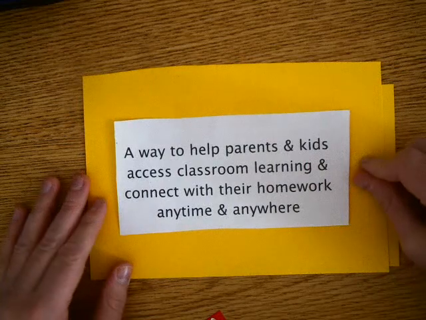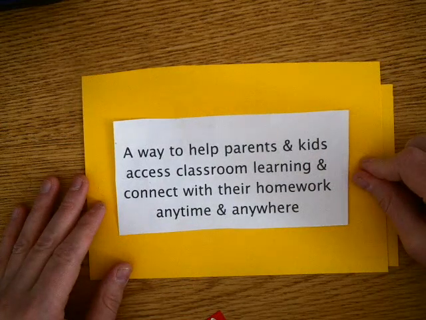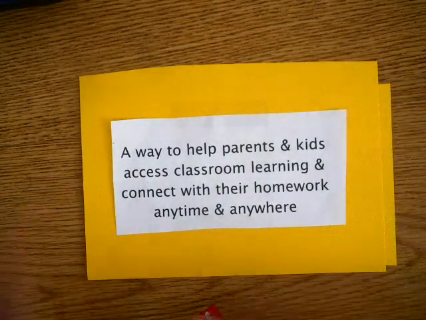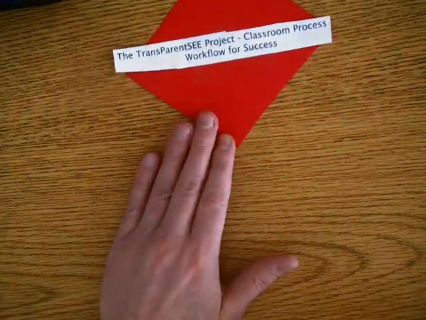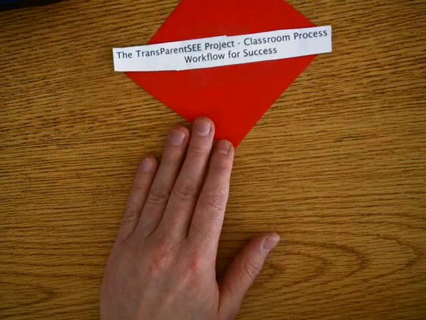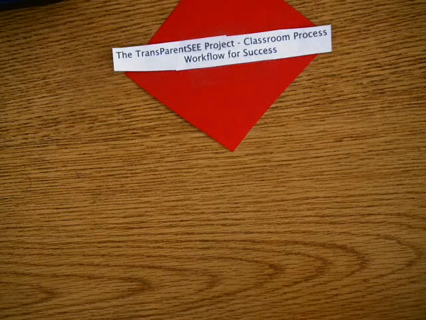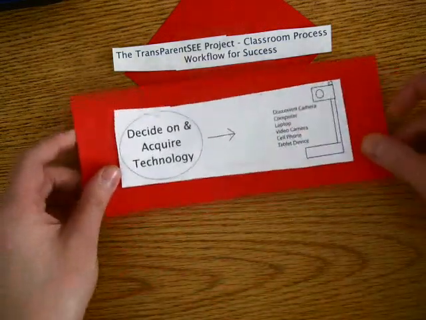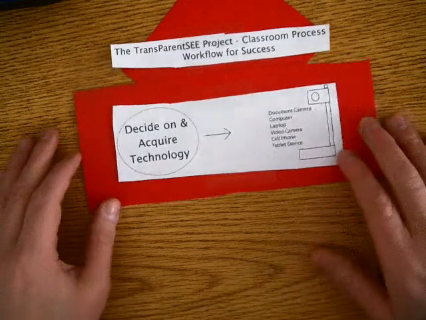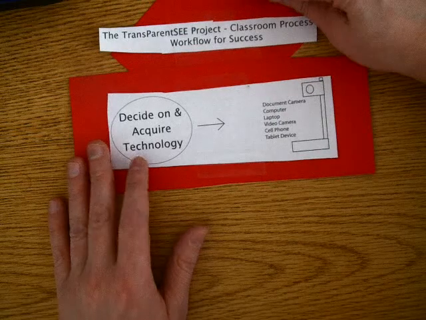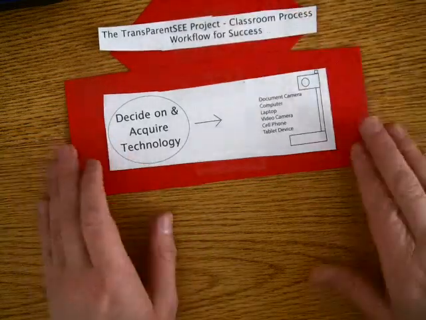So, what is the TransParentSEE Project? It's a way to help parents and kids access classroom learning and connect with their homework anytime, anywhere. So the concept is that the teacher uses the TransParentSEE Project to create a separate workflow for success, integrating it into what the teacher's already doing. And the first thing in that process is to decide on and acquire the technology that the teacher is going to need for the lesson and to already work with the lessons that they're doing.